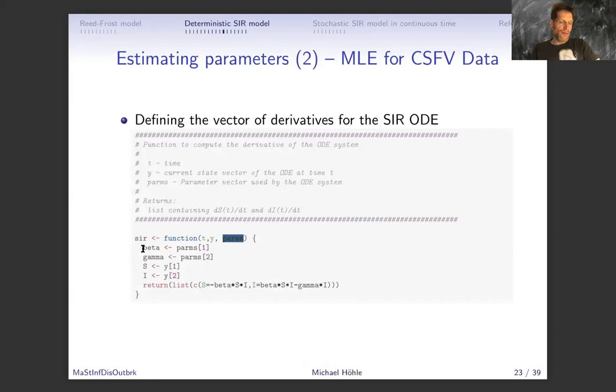So the first thing I do here in the function is to unwrap parameters. I'd say the first parameter is beta, the second parameter in the vector is gamma, and also the state vector, the first component is S, and the second component is I. And then I will return a vector which contains the derivative for S here. It's minus beta S times I, and for I, beta times S times I minus gamma times I. Remember, I don't need the R part because I can derive this, so this is actually not part of the equation.